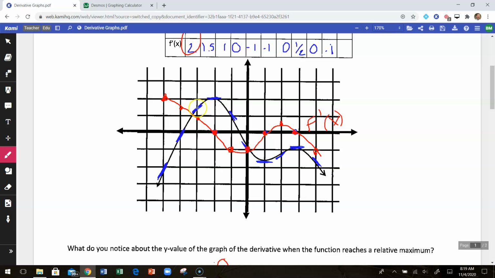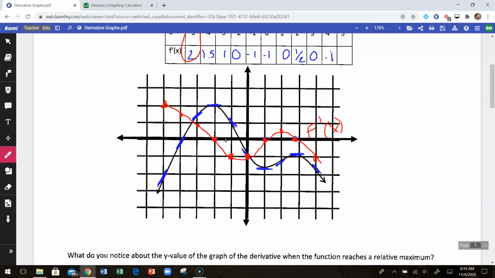If it's positive but not as steep, then it's a much lower y value but still positive, so it should still be above the x-axis. And then I go through that same thing if the slope is negative. I think, well, is it a big negative or is it a small negative number?